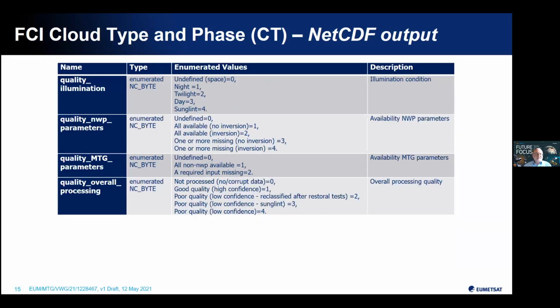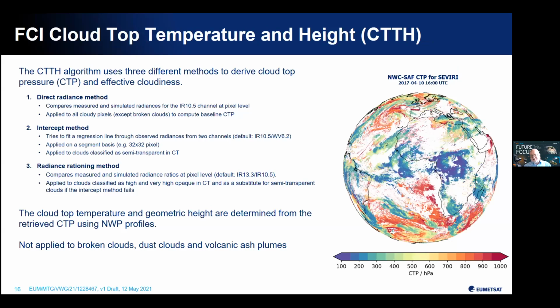And we have some quality information on pixel basis. It's whether it's night, twilight, day, or sun glint. And on general basis, we have some information about whether the NWP data was available, whether the MTG parameters were okay, etc. And the last step is the cloud top temperature and height.